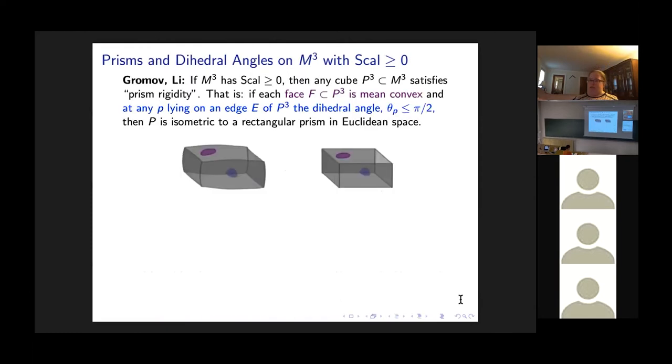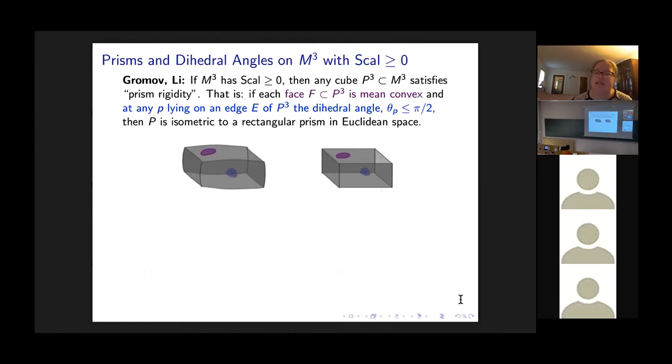All right, so here's another property of manifolds with scalar curvature greater than or equal to 0. Gromov and Lee showed that if M^3 has scalar curvature greater than or equal to 0, then any cube P^3 contained in M^3 satisfies prism rigidity. So what is prism rigidity?